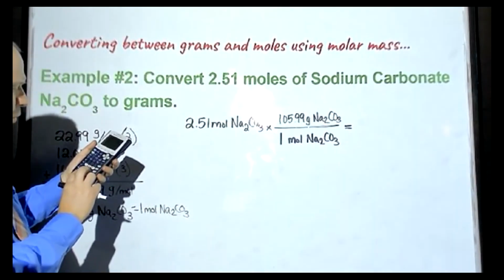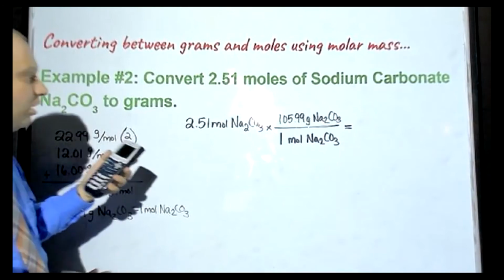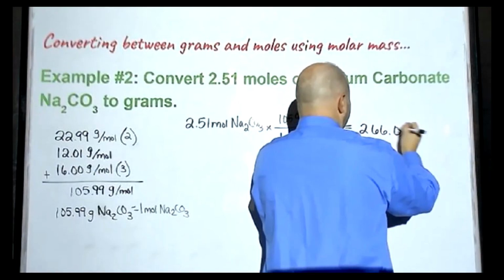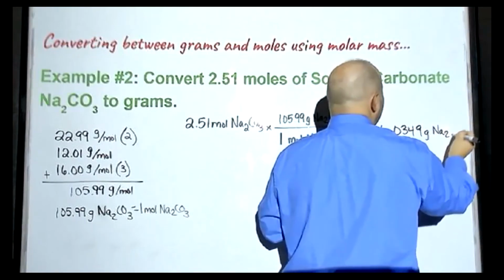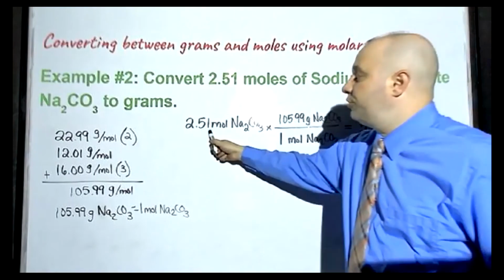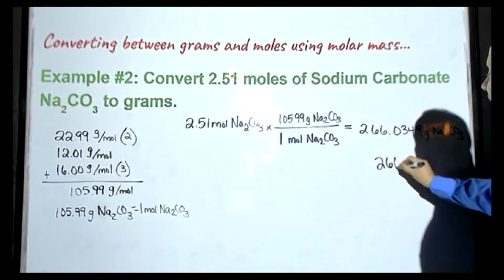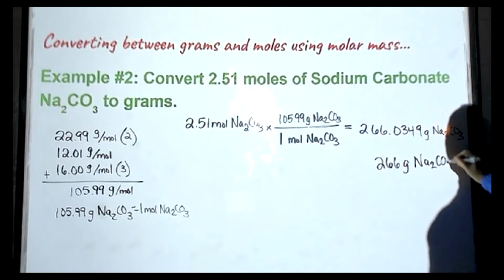2.51 times 105.99 turns out to give us an answer of 266.0349 grams of Na2CO3. However, we are limited to just 3 significant figures, so our final answer is going to be 266 grams of Na2CO3.